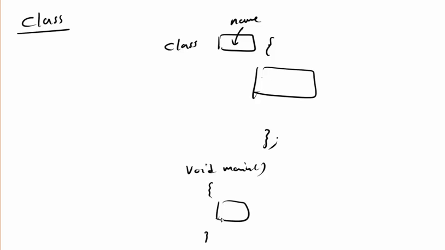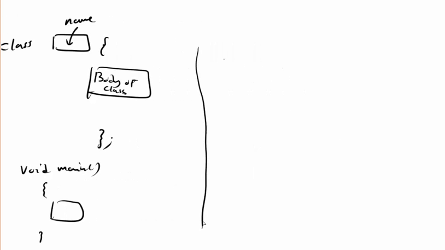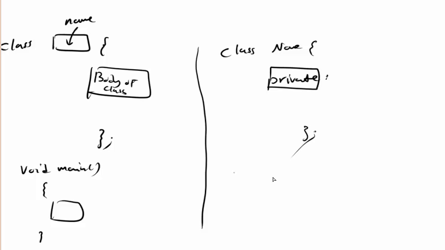As we said, this is the body of the class. Sometimes inside this class body you will see some keywords called private, public or protected. I'll show you what these keywords mean in an example. And we end it like now. Sometimes before this semicolon you write names of some objects. We'll see an example to illustrate these ideas.